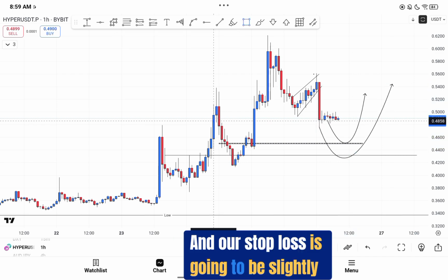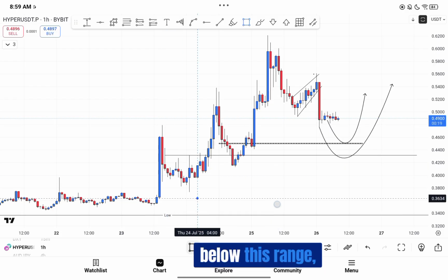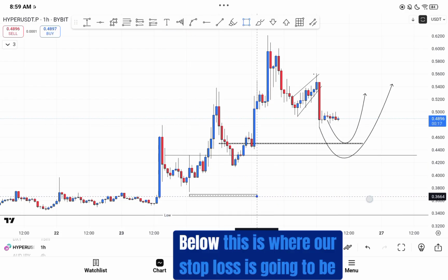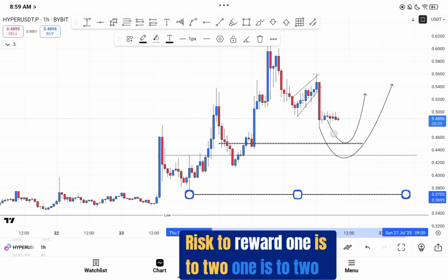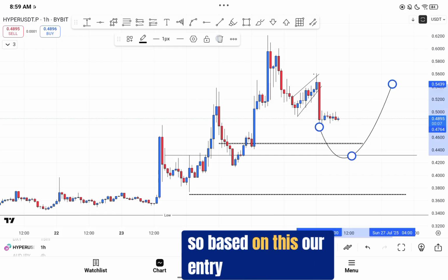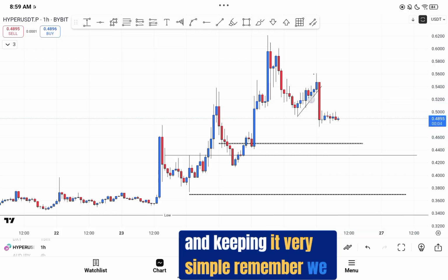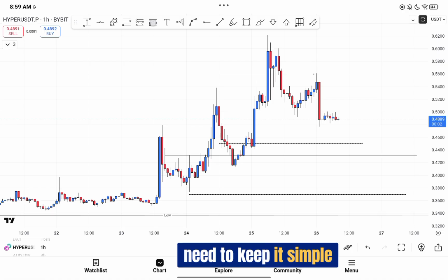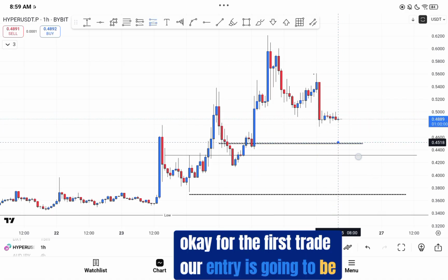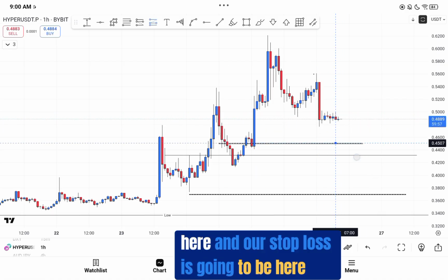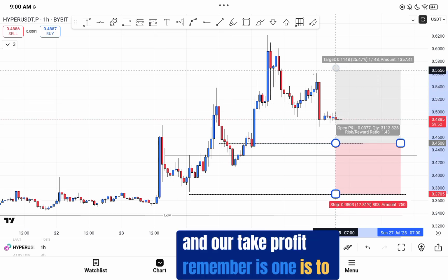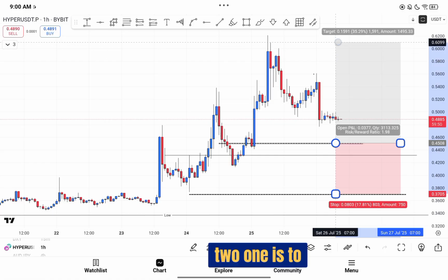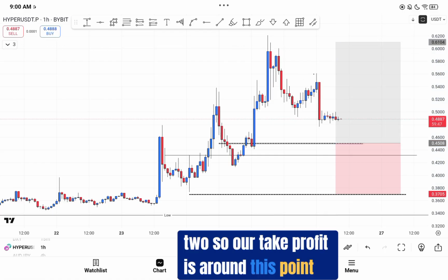Our stop loss is going to be slightly below this range. This is where our stop loss is going to be. And our take profit normally is risk to reward 1:2. Based on this, we'll be mapping out our entry and stop loss, keeping it very simple. Remember, you need to keep it simple. For the first trade, our entry is going to be right here, and our stop loss is going to be here. Our take profit, remember, is 1:2. So our take profit is around this point.